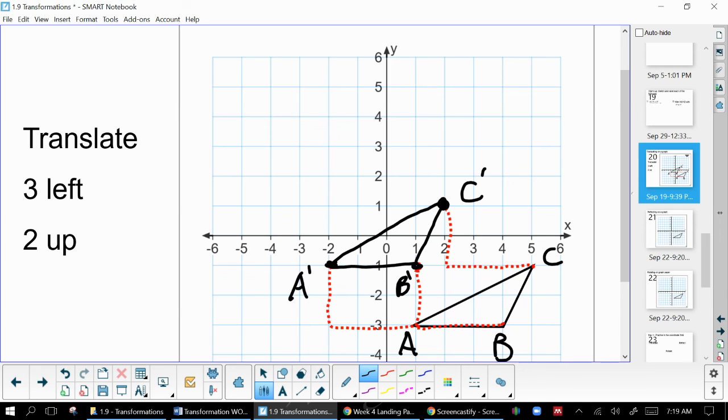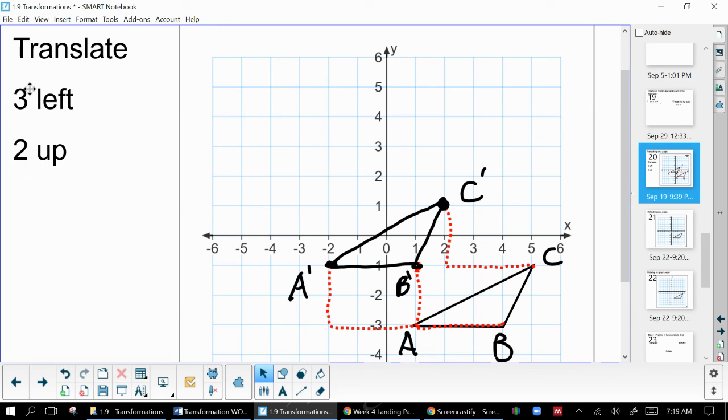We could translate any direction, up, down, left, right, any amount. You'll notice it's just slid across the page. Again, those red lines do not need to be there. That's just to show you what I'm thinking. I would encourage you to draw it in lightly or make sure you're actually counting the boxes out. Really the only mistake you could make here is counting incorrectly.